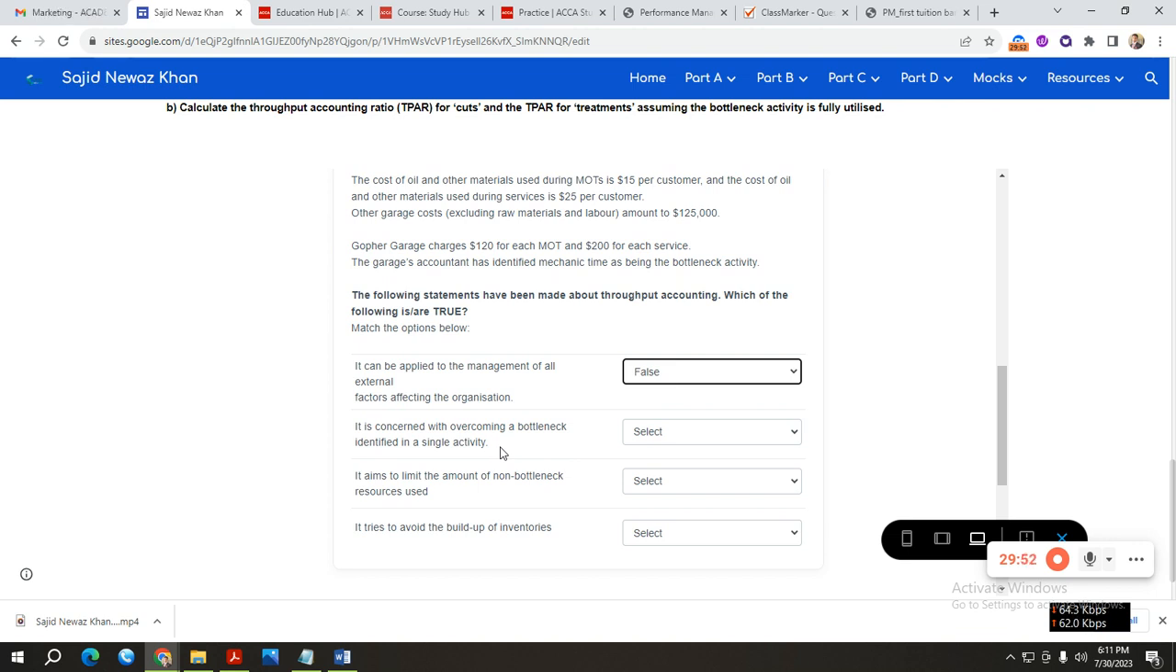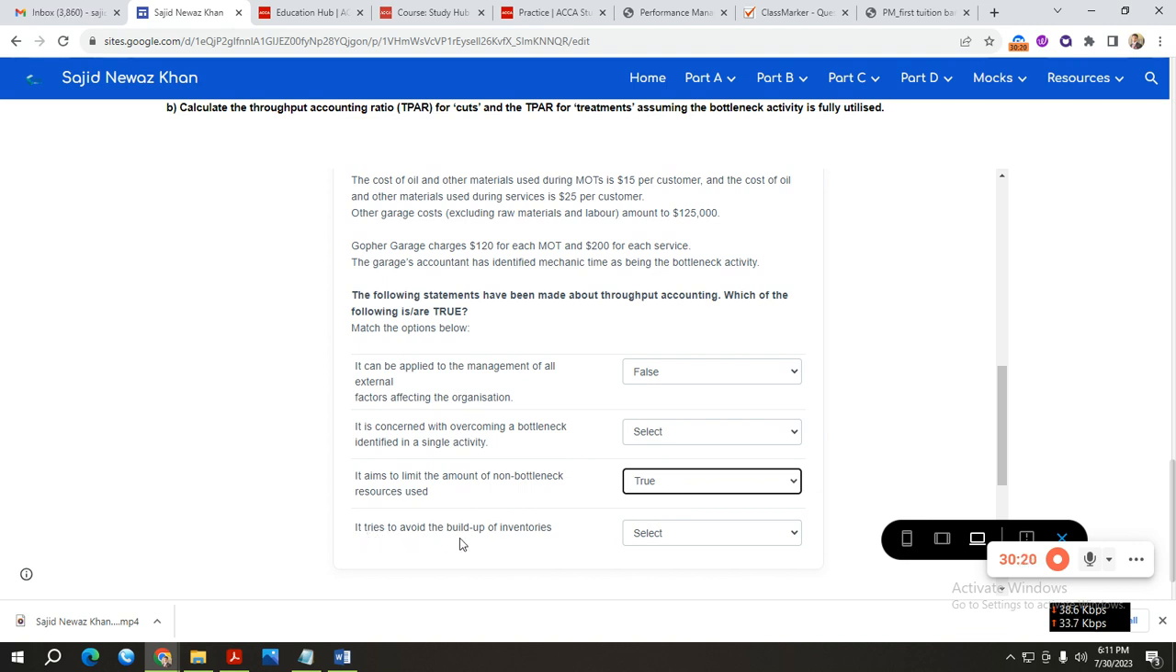This is a bit tricky. It is concerned with overcoming a bottleneck of single activity. Let's keep this one aside and mark it a little later. It aims to limit the amount of non-bottleneck resources. Yes, if you remember, the basic thing is that we move everything at the pace of the bottleneck, so for whatever is non-bottleneck, we limit or reduce some resources. This is a true statement.